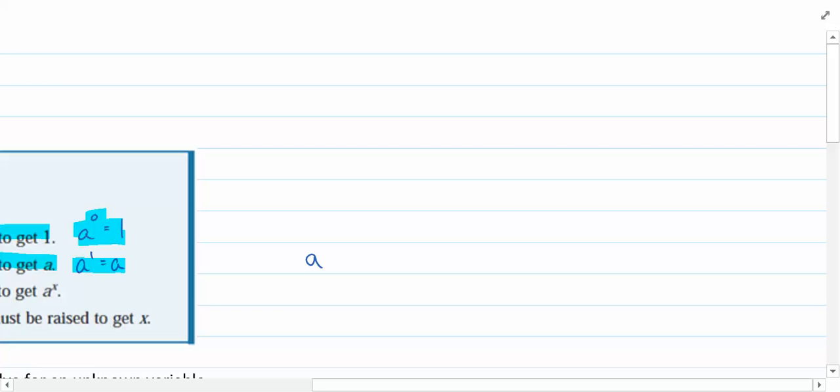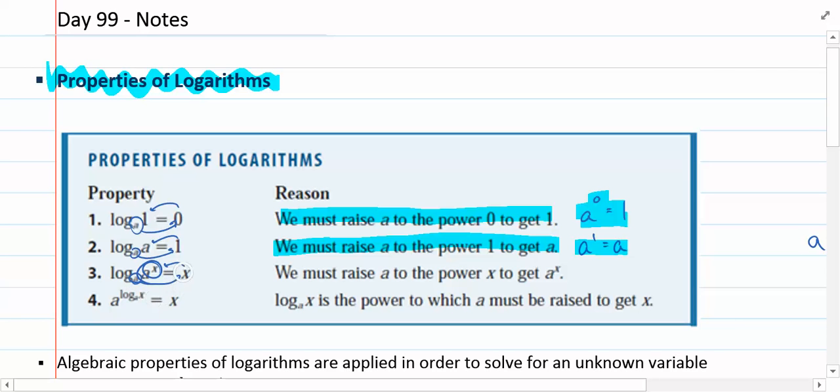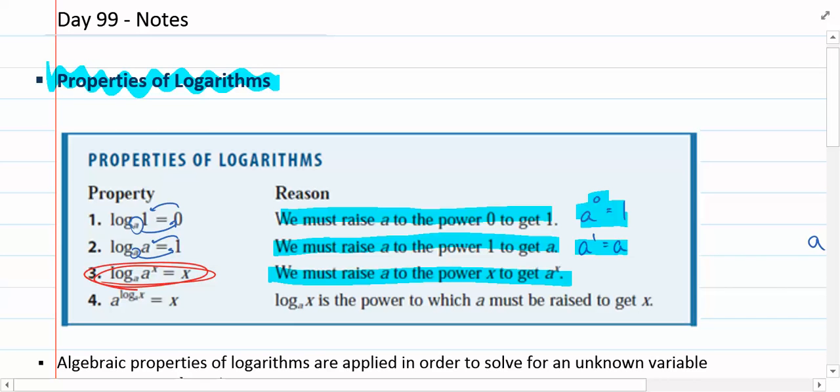So since that logarithm is equal to x, I know that a raised to the power of x has to equal our target. Our target was simply a to the x. So what power is it that we must raise a to in order to equal a to the x? Well, that power has to be x itself. So logarithm base a of a to the x is equal to x. This one is a particularly powerful property that we will use many, many times over as we get into more complicated logarithmic equations. You'll definitely see that one again.